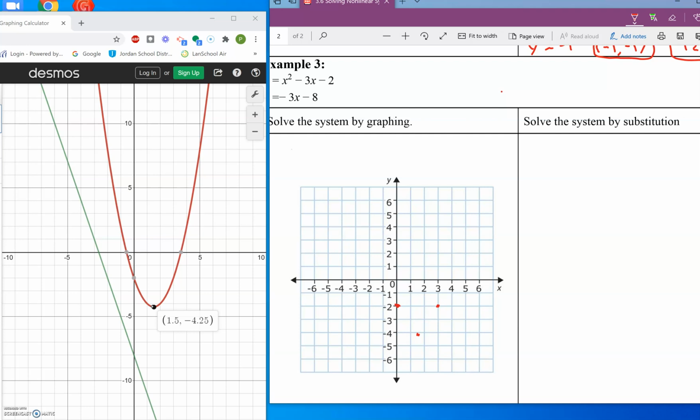That's probably good enough. If you want, you can put another point on that graph right here at like 4, 2. Would that work? 4 squared is 16. Take away 12 is 4. 4 take away 2. Yep, 4, 2. It checks out. So our quadratic, our parabola, looks like this. Sorry, it's a little wobbly.